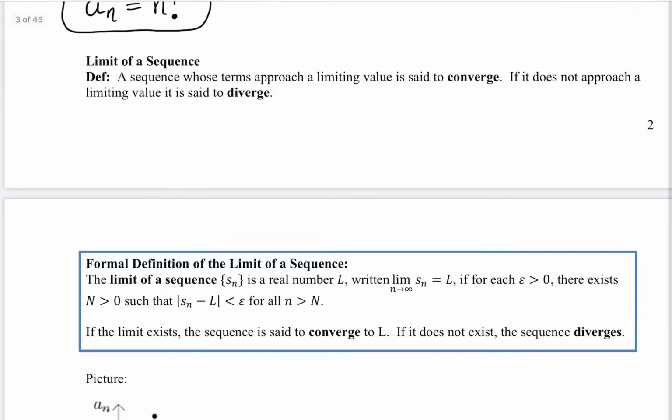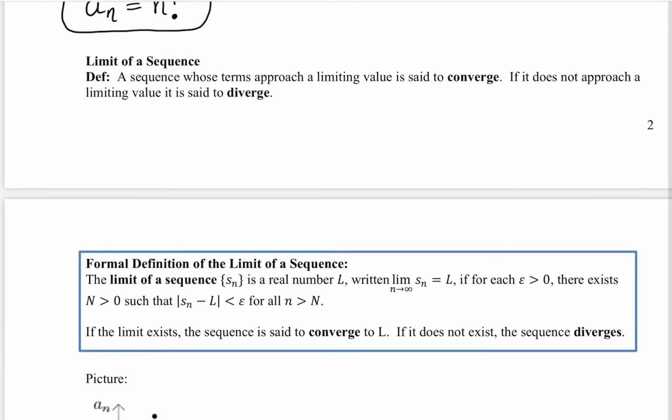Right, so last time we just introduced the concept of a sequence, which you can think of as a function whose domain is just the natural numbers. We worked with some terms and the general forms of those last time.